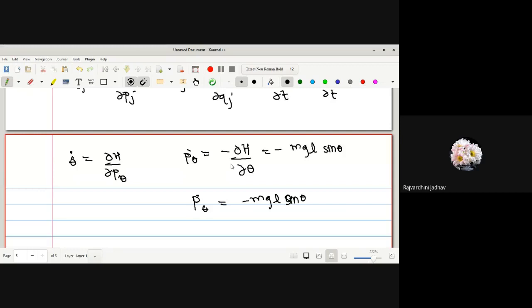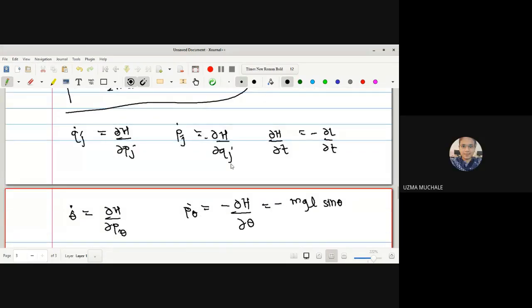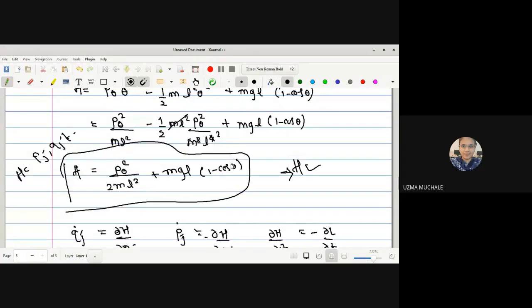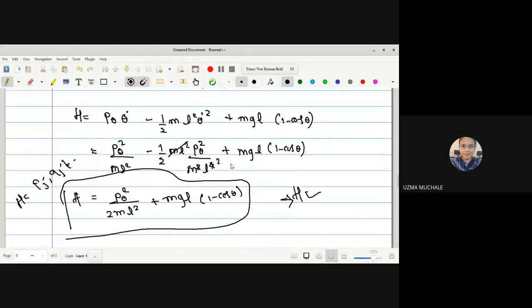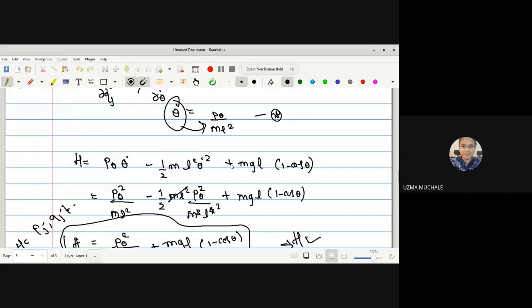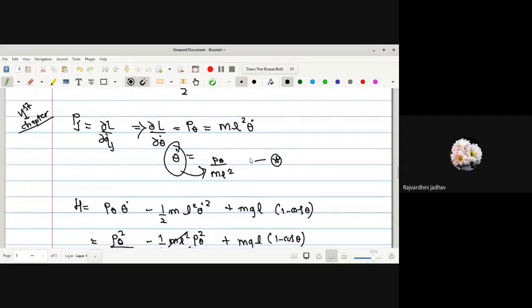P theta upon ml square. Correct. Theta upon ml square. Now, what is the value of p theta? We can write p theta is nothing but ml square theta dot. Correct, ml square theta dot.